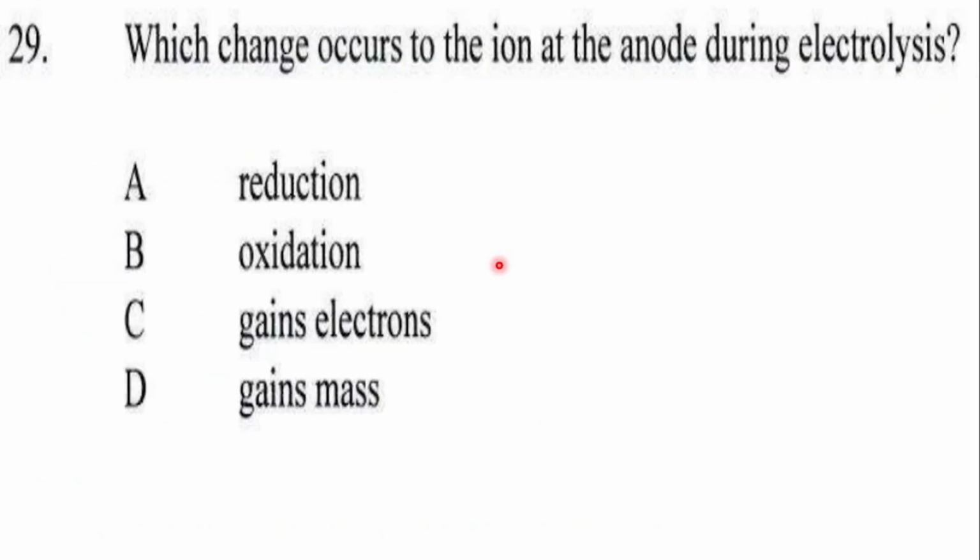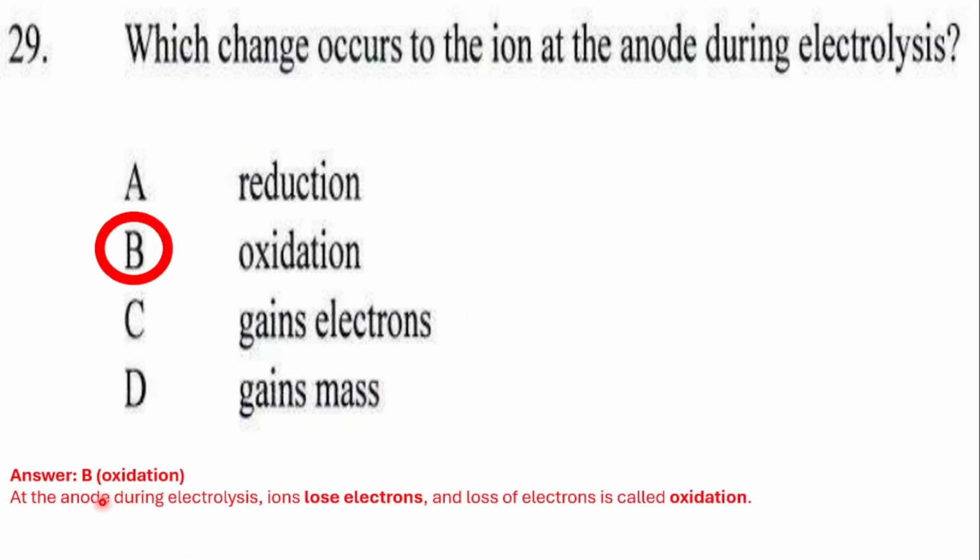Let's move on to question number 29, and it says, which change occurs to the ion at the anode during electrolysis? So we're talking about the anode. So we have anode and we have cathode. Is it reduction, oxidation, gains electrons, or gains mass? And the correct answer is definitely going to be B, oxidation, because at the anode during electrolysis, ions lose electrons, and loss of electrons is called oxidation.